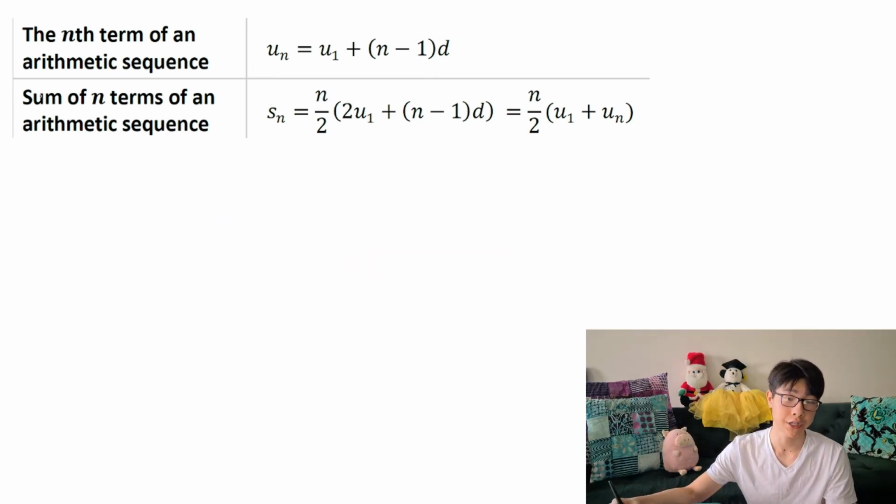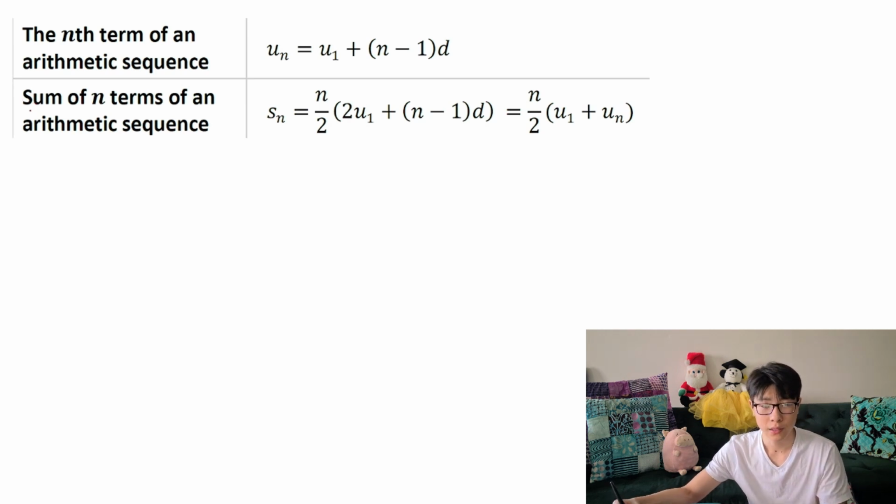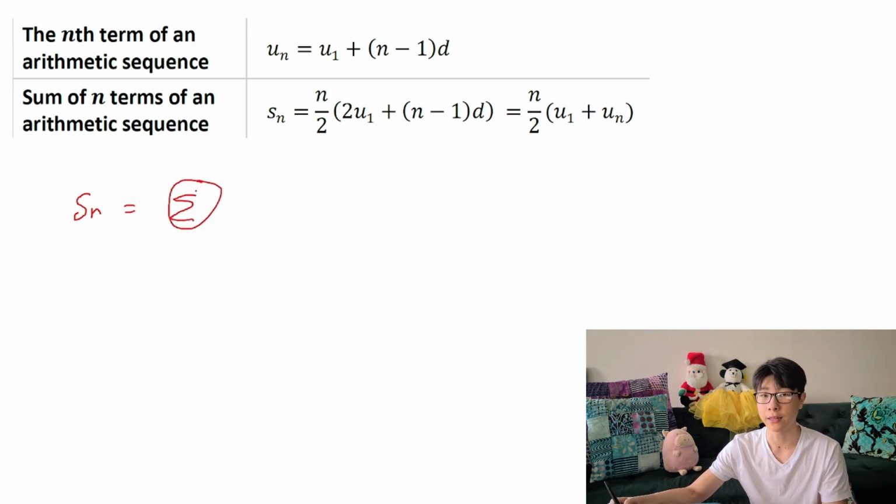Now, the second equation is for the sum of the first n terms of an arithmetic sequence. Now, the sum can either be written as S_n, or sometimes people like to write sigma, and we'll get to that later, sigma notation. But S_n is basically the sum. So if we want to find S_n, we can use these two equations right here. And none of the terms are new, so we should know what they all mean.